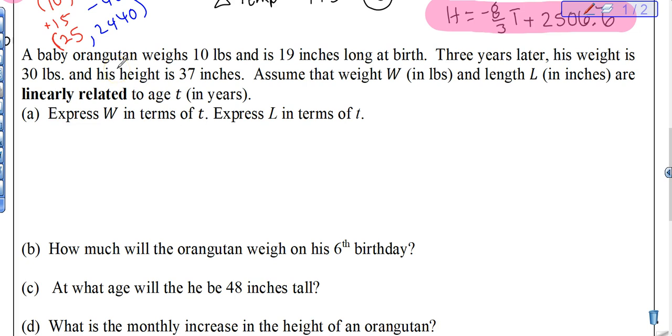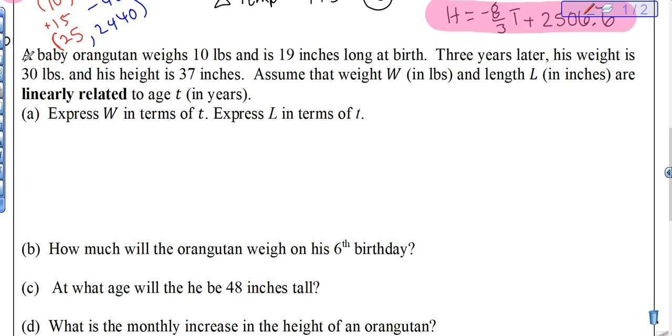Here we go. A baby orangutan weighs 10 pounds and is 19 inches long at birth. How cute, just like a little person. 3 years later, his weight is 30 pounds and his height is 37 inches. I have a feeling this is not true. I'm thinking maybe as a person that's true, but I think a 3-year-old orangutan probably weighs like 200 pounds. But anyways, we're going to go with it. Assume that the weight, W, in pounds and the length, L, in inches are linearly related to age, T, in years.